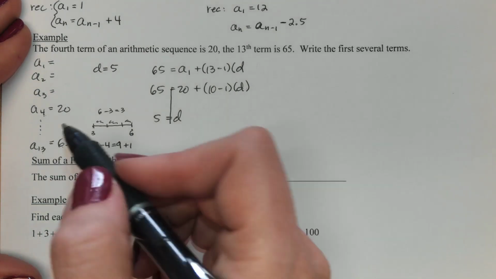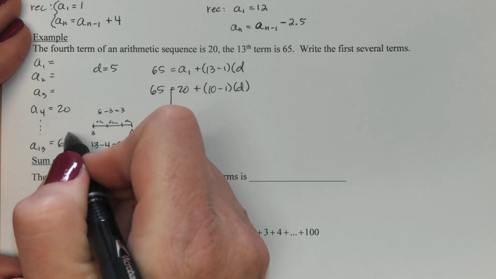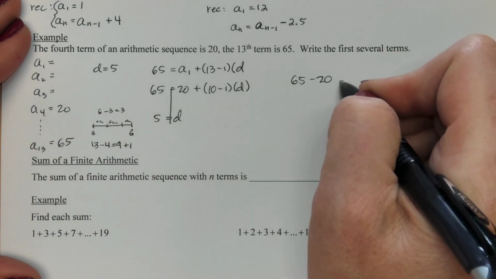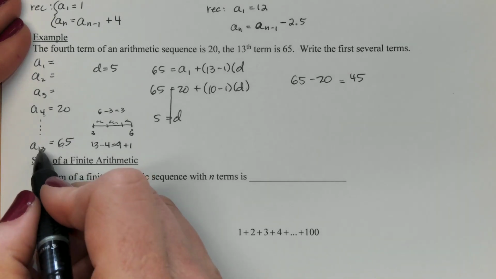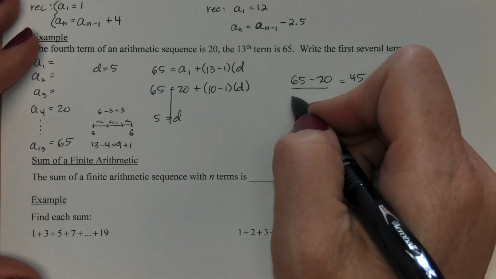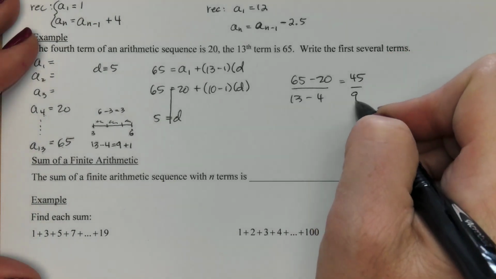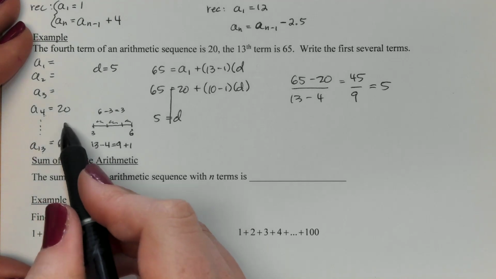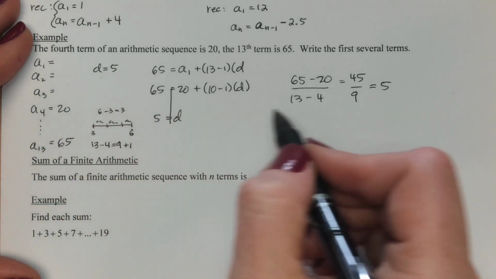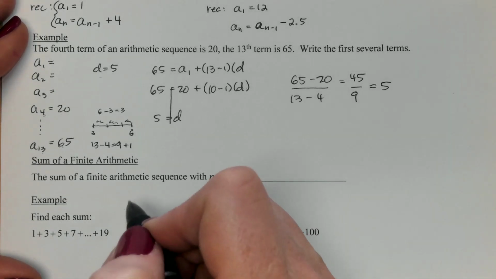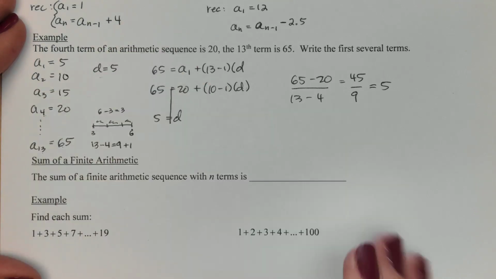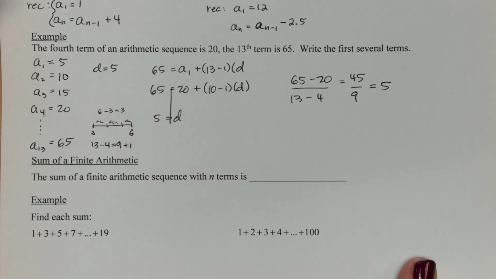Yet another way to do this is I have some students who say, well, the difference between 65 and 20 is 45. And the difference between 13 and 4, again, they're just talking about the space between them, is 9. So if I divide those, that means every space between there has got to share 5. So I found that the common difference is 5 in a few different methods, and now I'm just going to work backwards. So if this is 20, this has got to be 15, 10, and 5. So there are my first few terms.